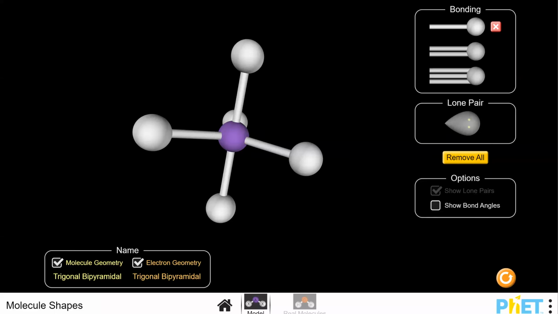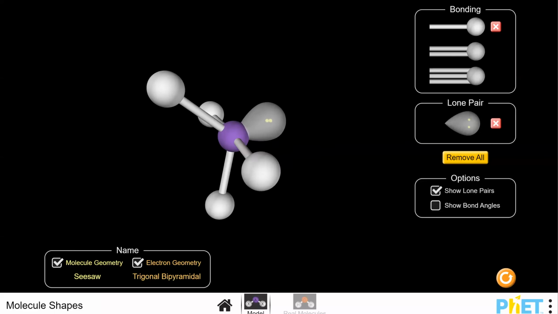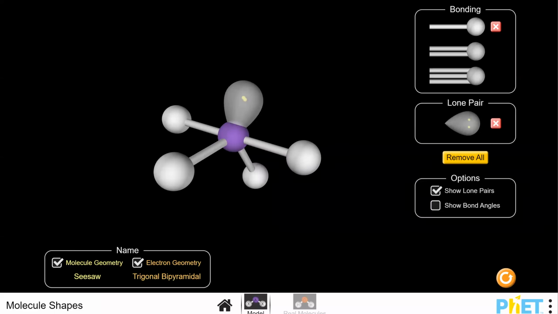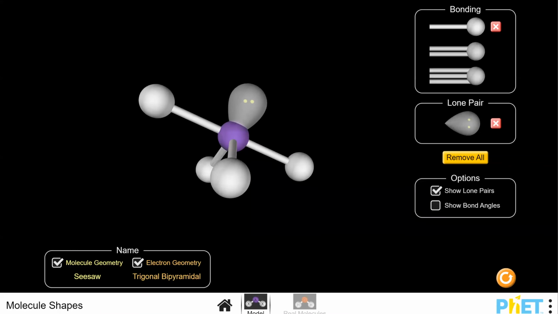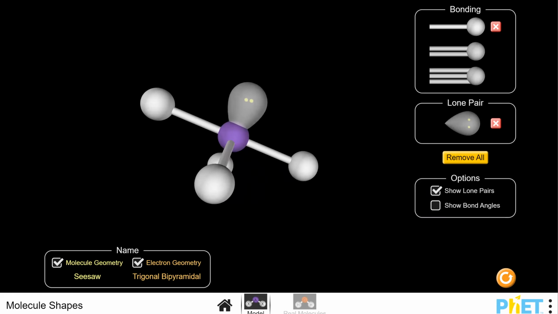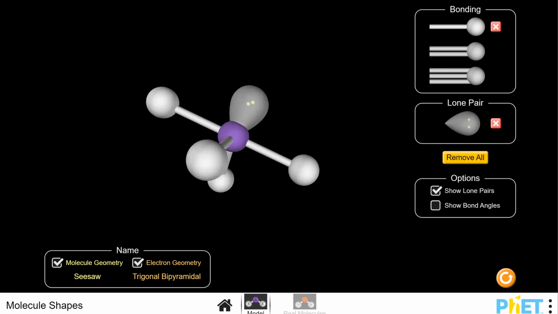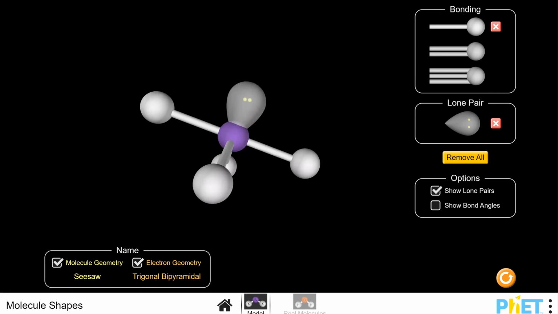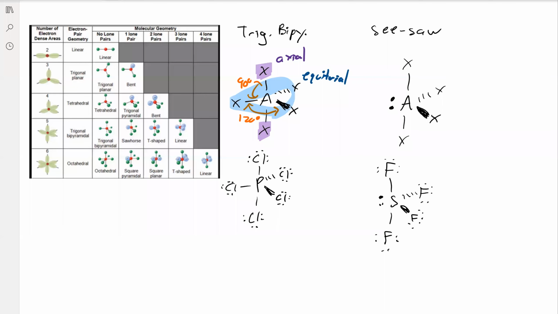And of course, you can make it here too. Take away a bond, add a lone pair, boom. And you can see how it looks like a seesaw. I can't make it rotate like a seesaw, but you can see how it looks like one, with a kid sitting on the left and the right side, and then they go play on it.